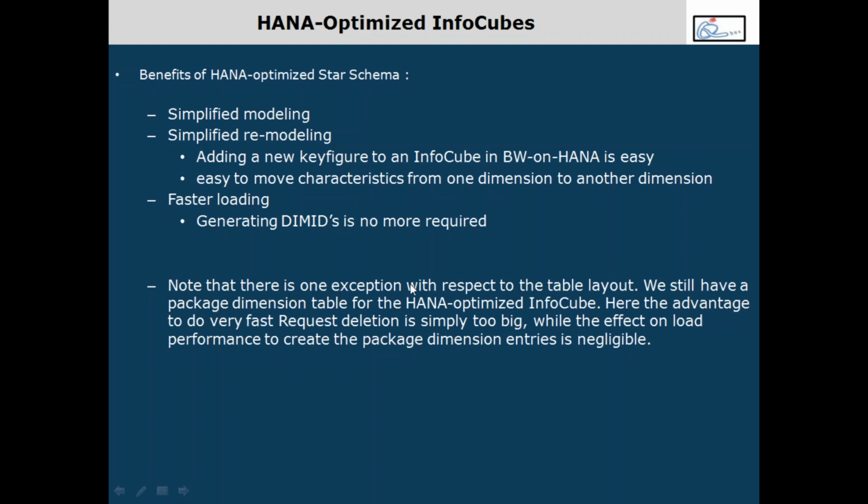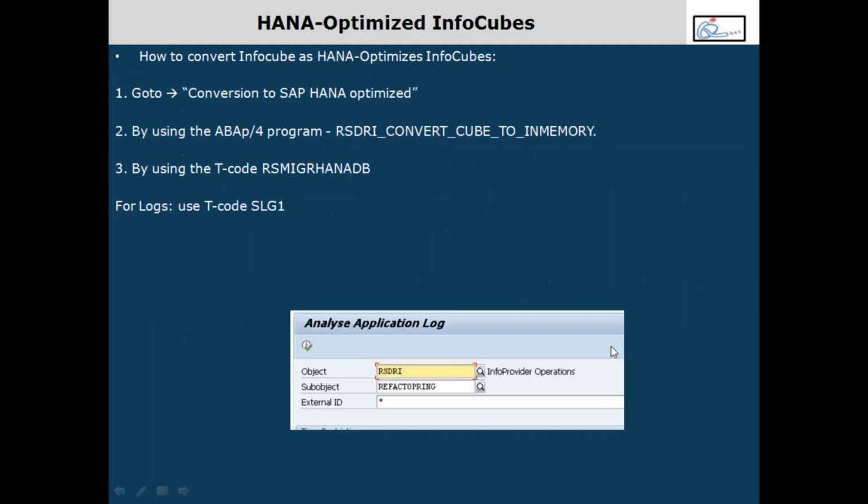There's one exception with respect to table layout. We still have a data packet dimension table for HANA optimized cube. The advantage is for faster request deletion, while the effect on loading performance to create the package dimension is negligible because it does not take much time to generate that.